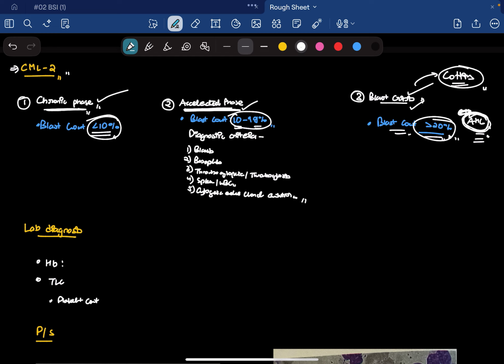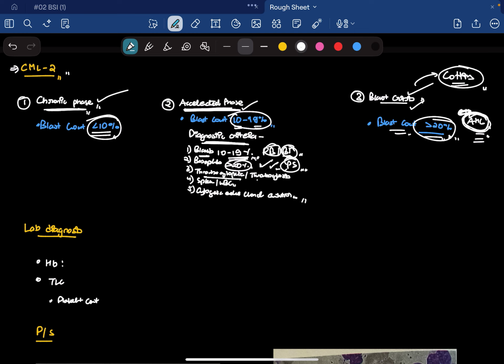For that we have some diagnostic criteria. What are the diagnostic criteria? The blasts have to be 10 to 19%. We already mentioned that, but the blasts have to be 10 to 19% either in the peripheral blood or in the bone marrow aspirate. There should be more than 20% basophils, but then seeing a couple of basophils is also enough. More than 20% basophils should be there in the peripheral smear.